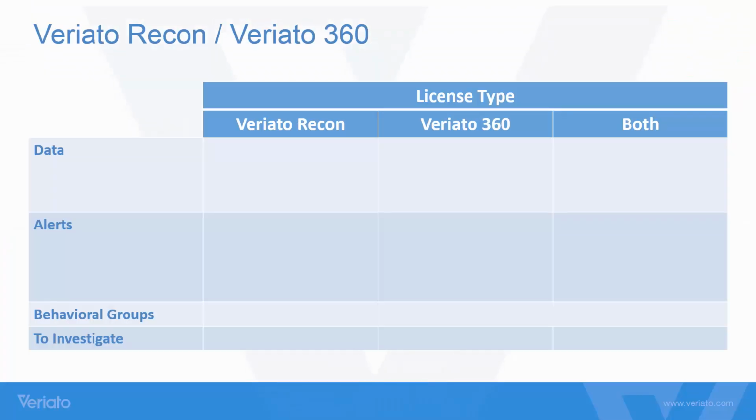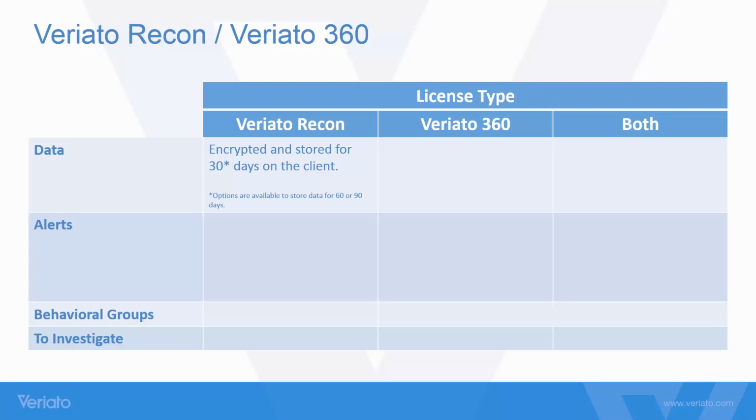Before we move on to look at recorded activity, let's pause for a moment and discuss the 2 different types of licenses, Veriato 360 and Veriato Recon. Each computer that you monitor can have either a Veriato 360 license assigned to it or a Veriato Recon license, or both. When a computer is being monitored using a Veriato Recon license, the data that is captured will stay locked away on the client computer for the last 30 days, or 60 or 90 days depending on your licensing options.